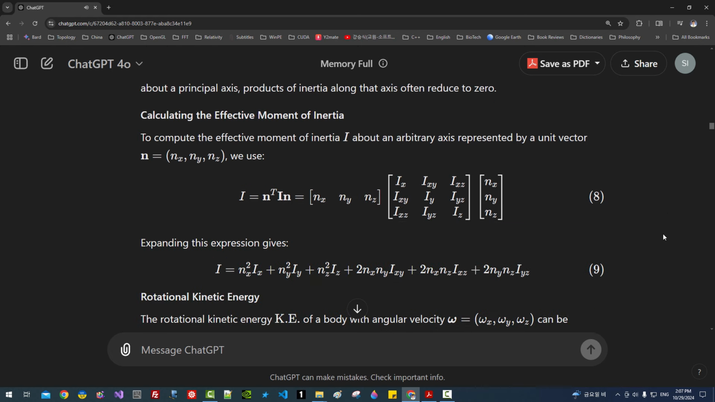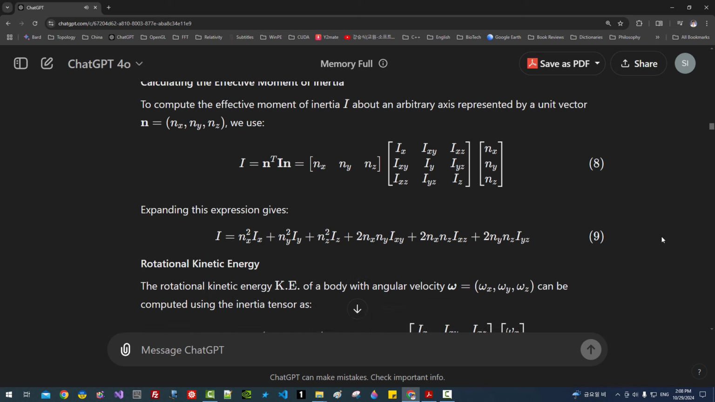To compute the effective moment of inertia I about an arbitrary axis represented by a unit vector, n equals (nx, ny, nz), we use I equals n transpose times the matrix with rows (Ix, Ixy, Ixz), (Ixy, Iy, Iyz), (Ixz, Iyz, Iz), times n. Expanding this expression gives I equals nx squared Ix plus ny squared Iy plus nz squared Iz plus 2 nx ny Ixy plus 2 nx nz Ixz plus 2 ny nz Iyz.